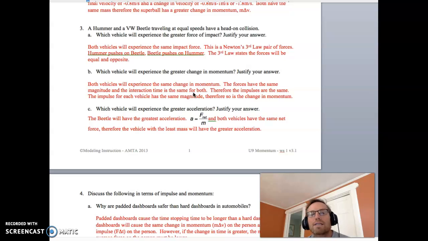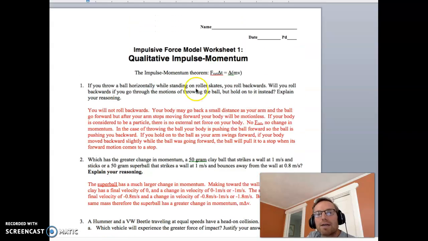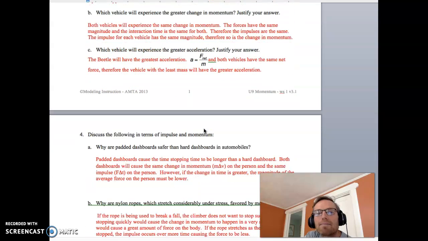Part B asks you what has a greater change in momentum. Well, if we go back up to our original equation here, and we look at this part of the equation, F net times delta T, which is the way that momentum has changed, if the amount of force acting on each of the cars is the same, and they collide for the same amount of time, then the product is going to be the same, F net times delta T. Therefore, the change in momentum is the same.